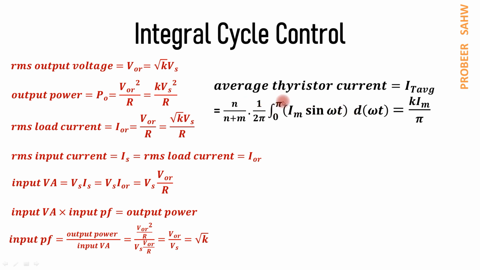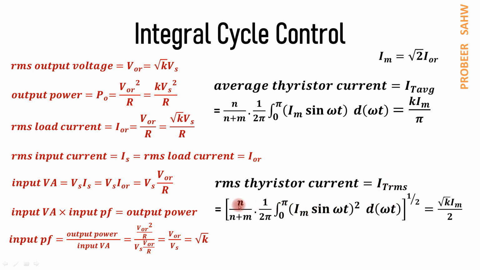answer as 2. So 2 will get cancelled out by 2 here. This is duty cycle k. So average thyristor current becomes k times Im upon pi, where Im is the root 2 times of RMS output current. Similarly, we can find out RMS thyristor current, which is same as average thyristor current, with the formula that we have to square the value of instantaneous thyristor current, which is Im sin omega t, it will be squared, and the whole factor will be raised to the power 1 by 2.